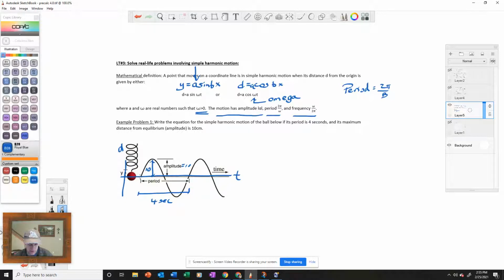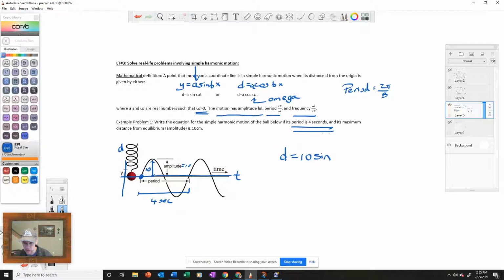So first of all, I'm noticing that it starts here. So I'm going to go ahead and call this a sine instead of a cosine. Cosine starts up there. So I'm going to say that the distance equals, I'm going to have a sine there. I know the amplitude is 10, therefore I'm going to go ahead and put a 10 right there. Now, the period is 4 seconds.